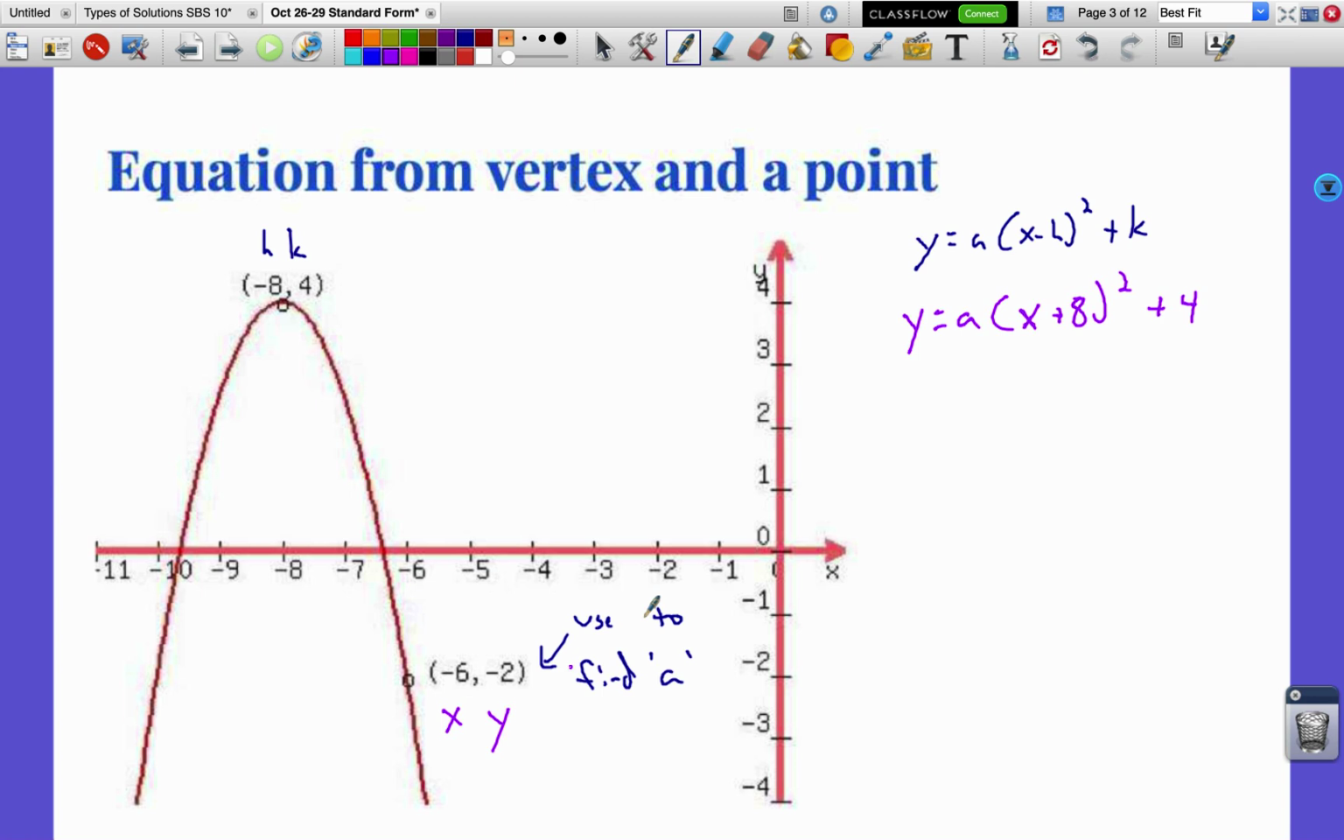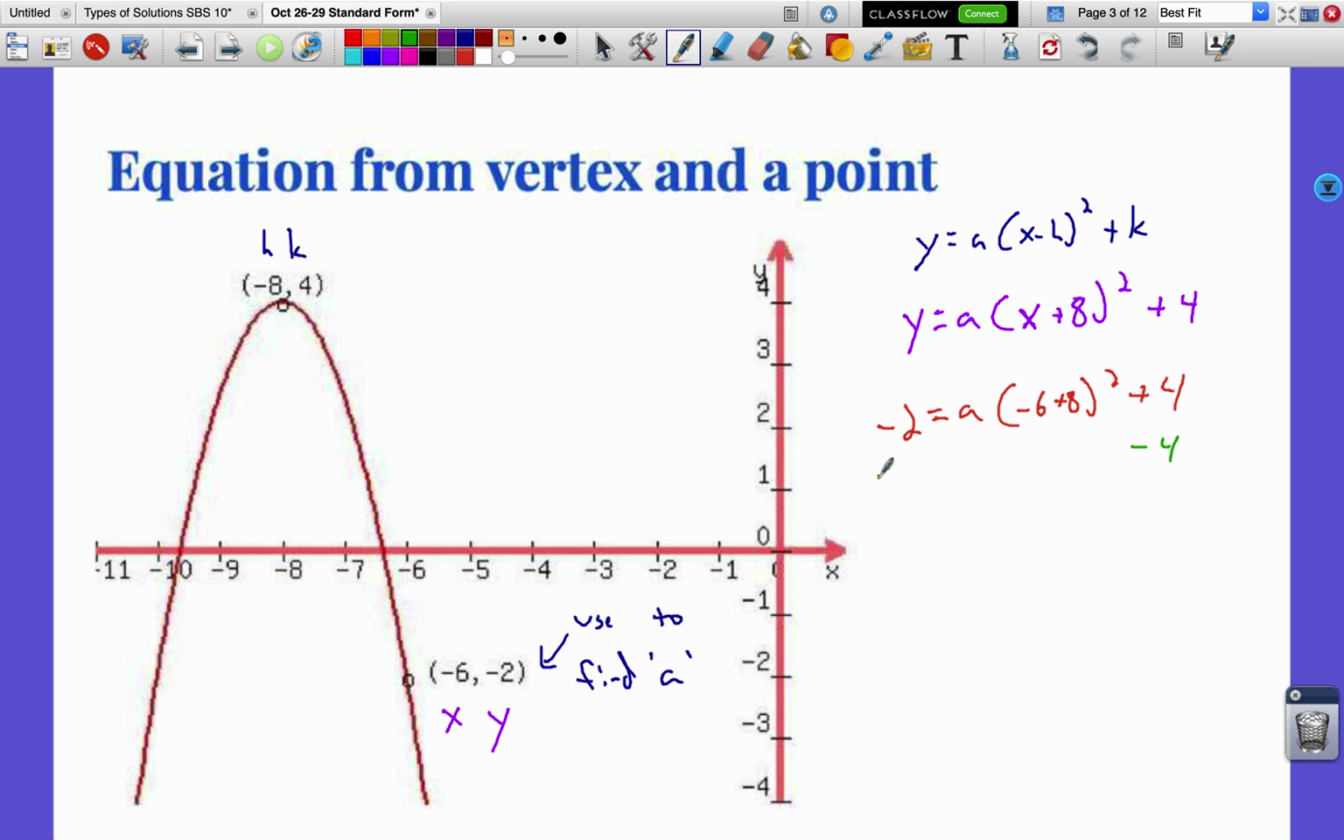All right, now this I can borrow as an x and a y value. We know that the equation has to be true at this point, so if I plug this in for a y and an x, I'll have every variable except for the missing a, and then I can find the a that makes this true. So now y will be replaced with a -2 equals a times (-6 plus 8) squared plus 4. And now solve for a, and it's not that many steps.